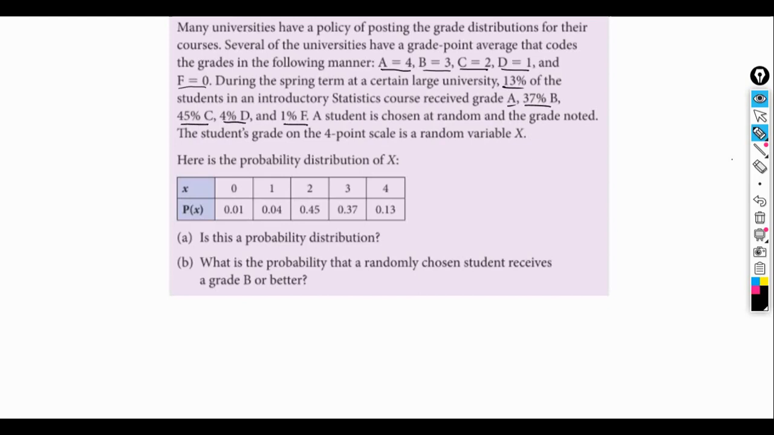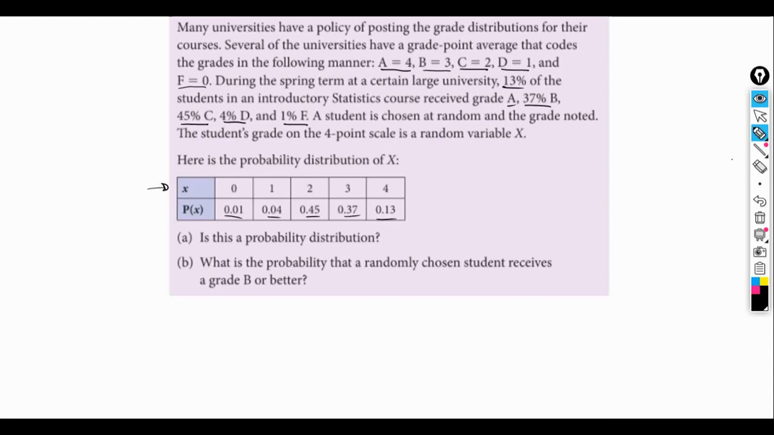A student is chosen at random and the grade noted. The student's grade on the 4-point scale is a random variable x. Here is the probability distribution of x. So notice that here we have x and the probability of x. So 1%, 4%, 45%, 37%, 13%.